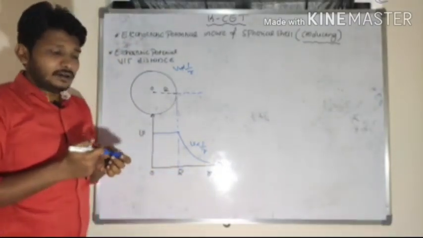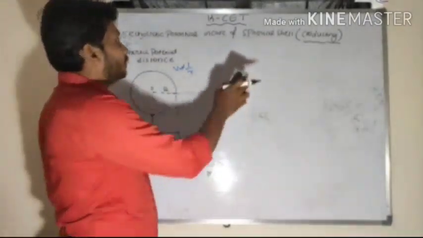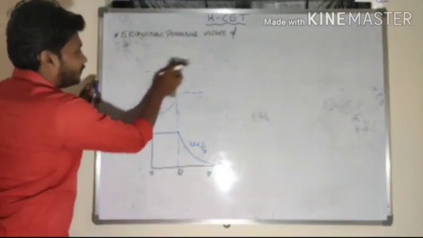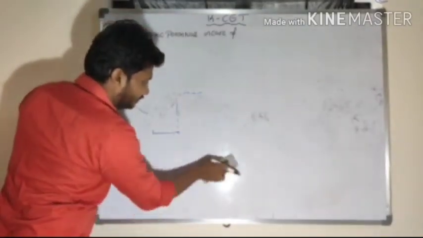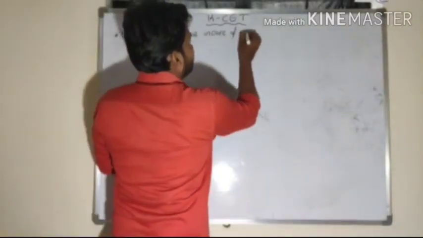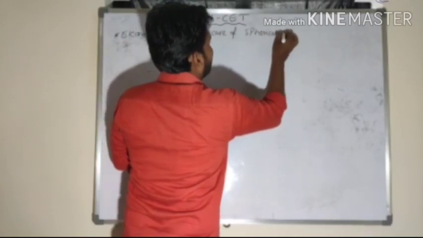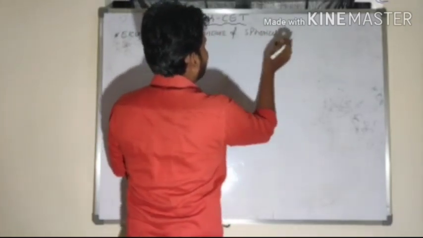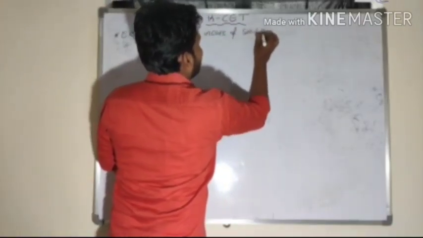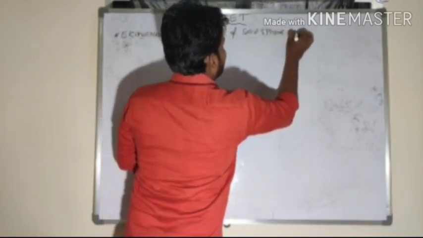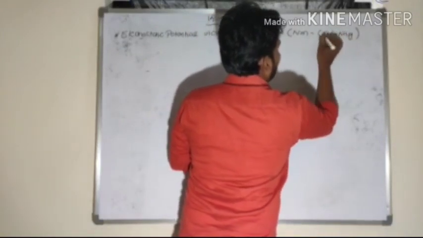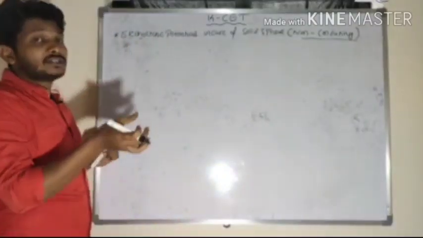Suppose I consider one non-conducting solid sphere. In case of the non-conducting solid sphere, what about the equation I need to find out? Electrostatic potential in case of the spherical non-conducting shell. In case of the solid sphere, I will consider a non-conducting solid sphere. Non-conducting means what?